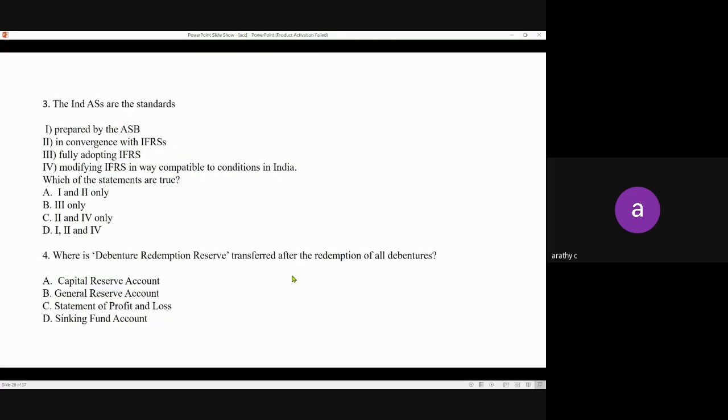The third question. The Indian accounting standards are the standards prepared by the ASB in convergence with the IFRS, fully adopting IFRS, modifying IFRS in a way compatible to conditions in India. Which of these statements are true? First, 1 and 2 only. Second, third only. C, second and fourth only. And the last is first, second and fourth only.